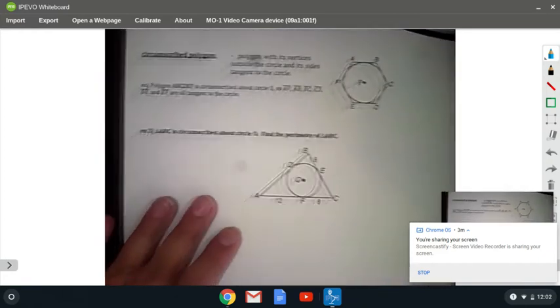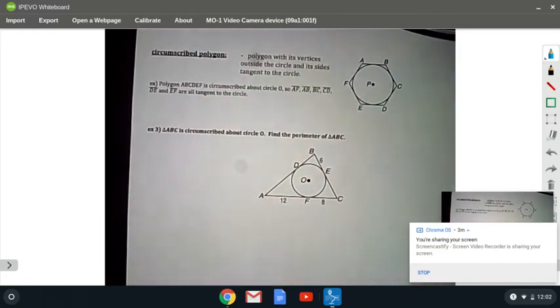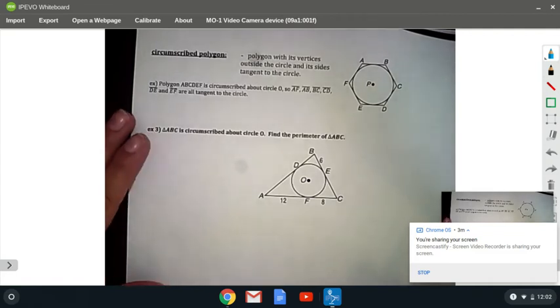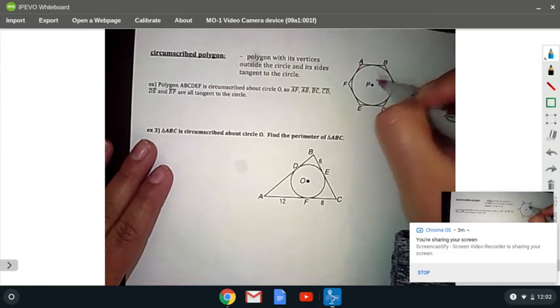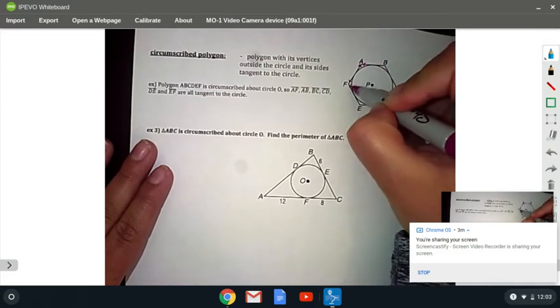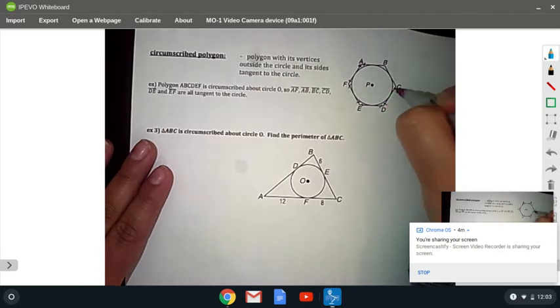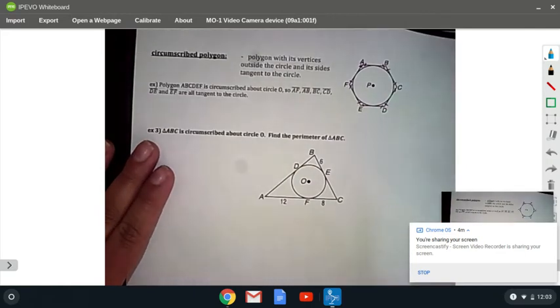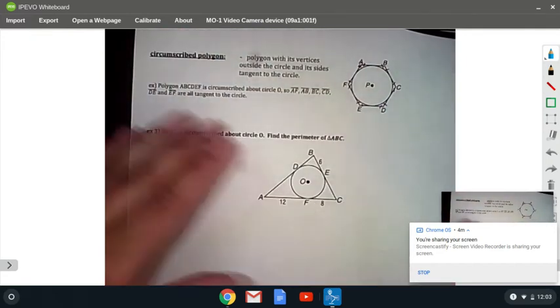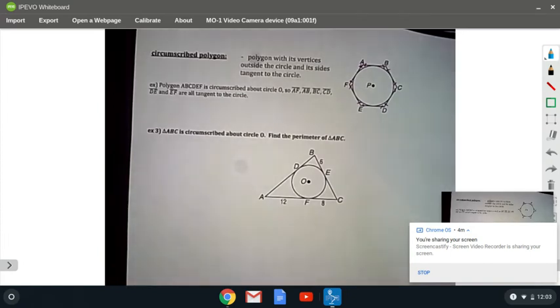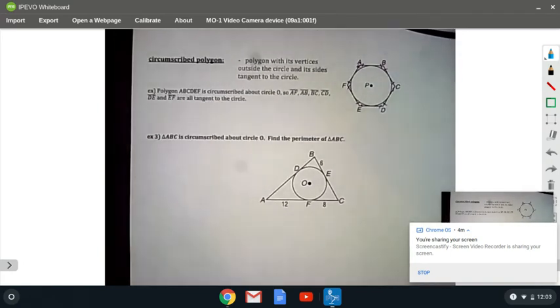Now moving on to the next page, the back side here, we have circumscribed polygons. A circumscribed polygon is a polygon with its vertices outside the circle and its sides tangent to the circle. Just like we just said, if these sides are both tangent, they have the same exterior point, so these are congruent. All of those outside lines are tangent, and they all share an exterior point. So whatever line shares the exterior point with the other, those have to be congruent.